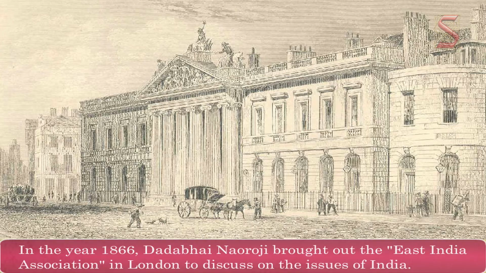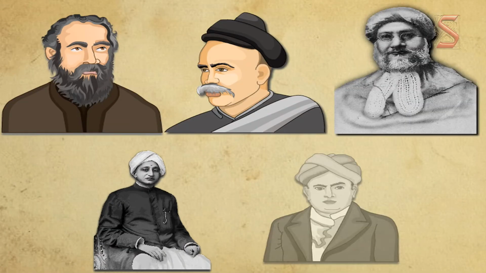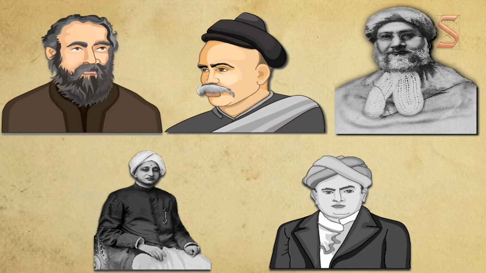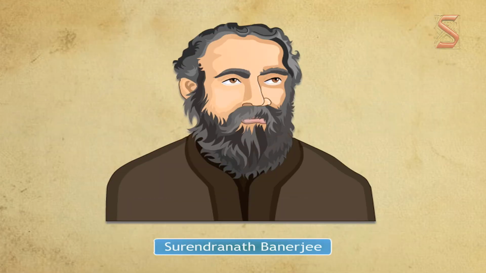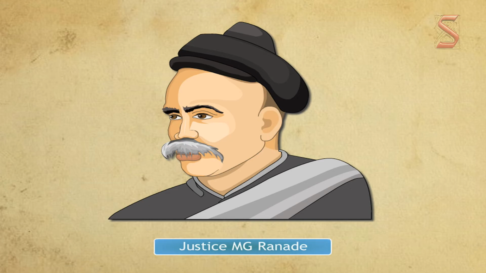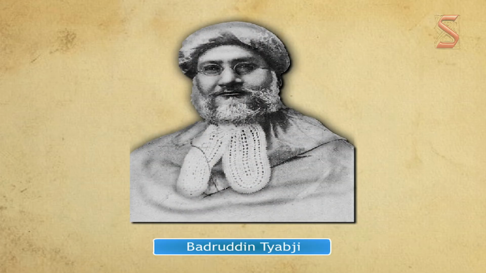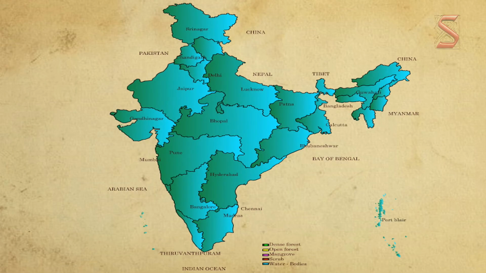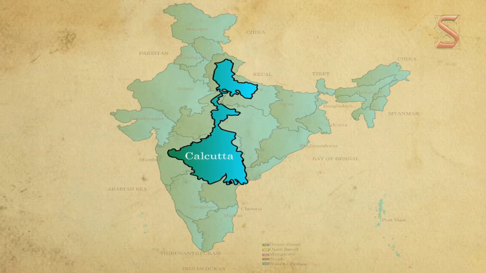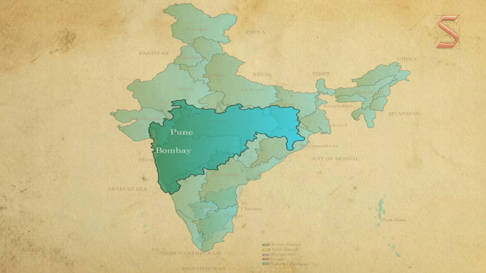In order to discuss the issues faced by people in their respective provinces, different leaders like Surendranath Banerjee, Justice M.G. Ranade, Badruddin Tyabji, K.C. Telang and G. Subramaniam organized various associations in Calcutta, Pune, Bombay and Madras.